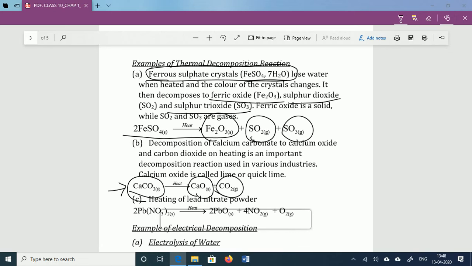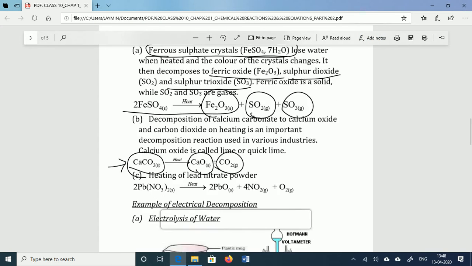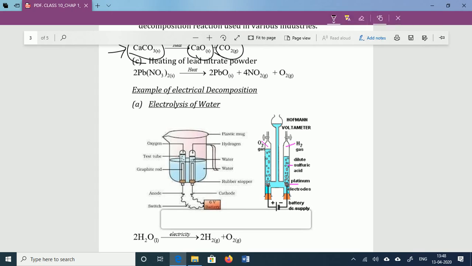Later on, another example is the heating of lead nitrate powder. When I take the lead nitrate powder into a test tube and heat it over the burner, brown fumes are produced. That fume is nitrogen dioxide gas. So here it is converted into lead oxide plus nitrogen dioxide and oxygen. So it is also an example of thermal decomposition reactions.